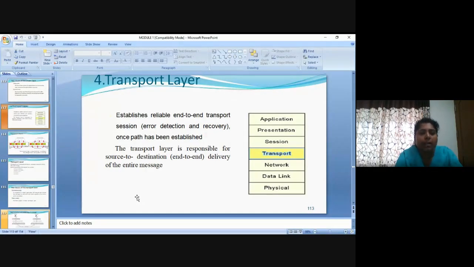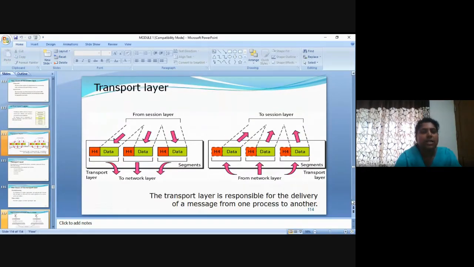Actually, the transport layer controls the reliability of communication. Reliability, what I mean is, it is responsible for the source to destination delivery of the entire message. Whatever message, you will be splitting it into different data units, and all these should reach the destination in a correct way. In other words, it is responsible for the end-to-end delivery of the entire message.